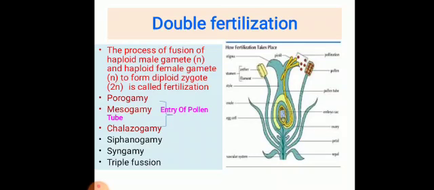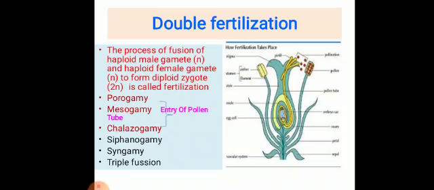The next point, double fertilization. Fertilization is the process of fusion of haploid male gametes and haploid female gametes to form a diploid zygote. One male gamete and a haploid female gamete fuse to form a diploid zygote, and this process is called fertilization.